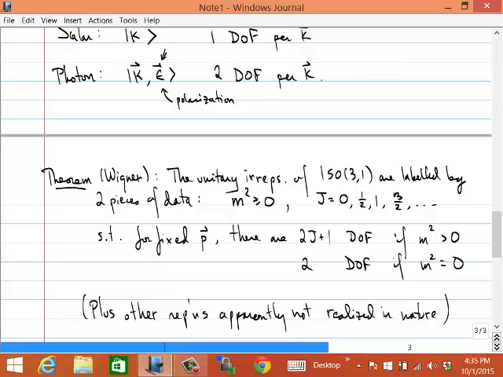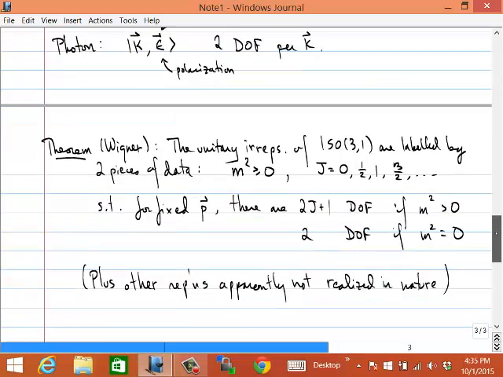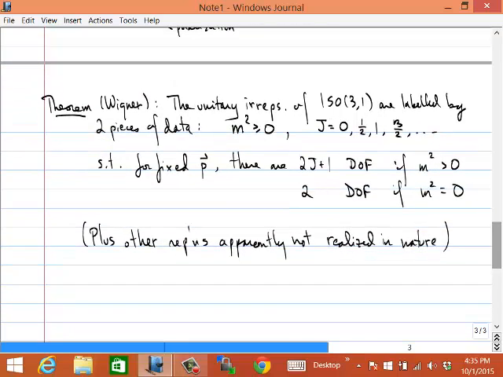For example, the scalar that we have constructed so far in this class has an m squared that was positive, and a spin j equals 0. And the photon has m squared equals 0, because photons are massless, and j equals 1. And there are 2 degrees of freedom corresponding to the 2 polarizations of the photon.